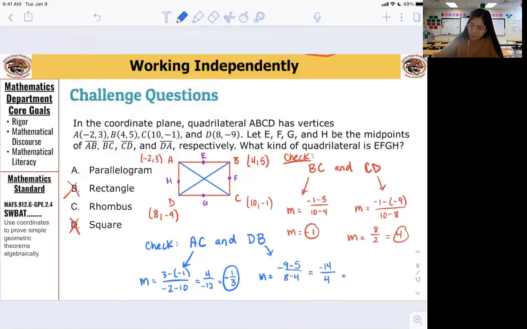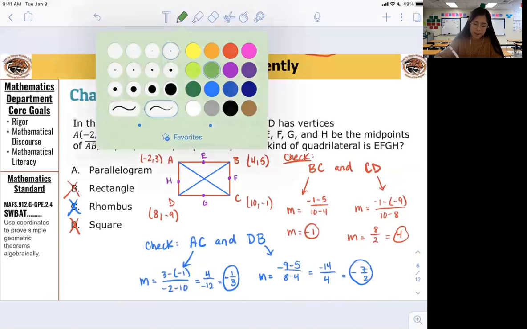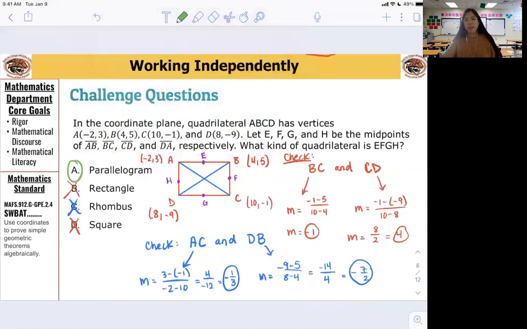Good, -7 over 2. Are these perpendicular? No, so it is also not a rhombus. Therefore, it is simply a regular old parallelogram. All right, you guys are getting it now. Do we see the process?